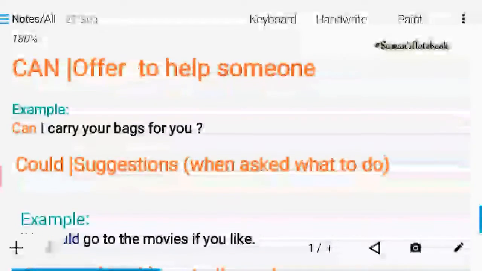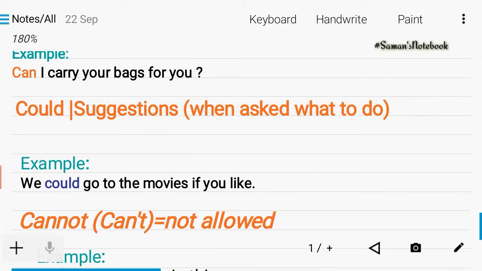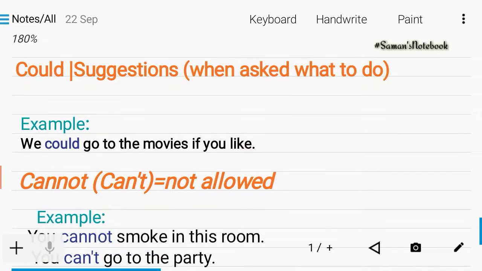Number 5th, can is used when we offer to help someone. For example, can I carry your bags for you? Number 6th, could is used when we ask for suggestions. For example, we could go to the movies if you like.